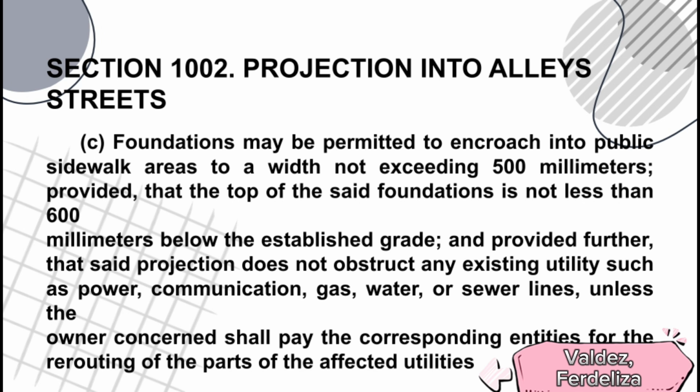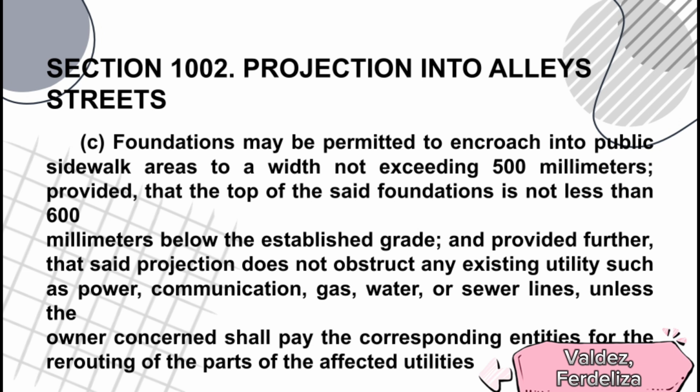Foundations may be permitted to encroach into public sidewalk areas to a width not exceeding 500 millimeters, provided that the top of the said foundation is not less than 600 millimeters below the established grade, and provided further that said projection does not obstruct any existing utility such as power, communication, gas, water, or sewer lines, unless the owner concerned should pay the corresponding entities for the rerouting of the parts of the affected utilities.